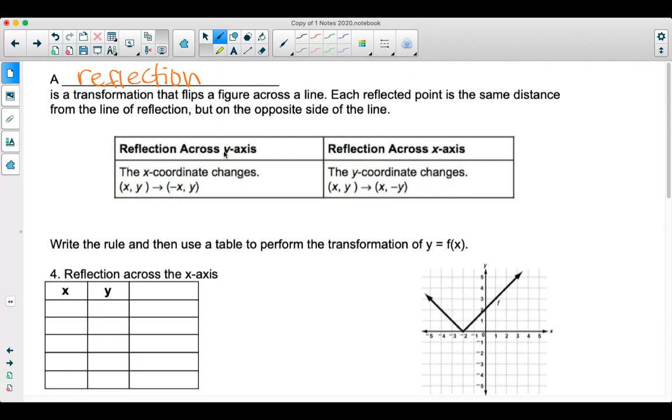Okay, so reflection across the y-axis, that's where your x-coordinate changes. Your x-coordinates are becoming opposite. So if your original point is x comma y, your new point would be -x comma y.